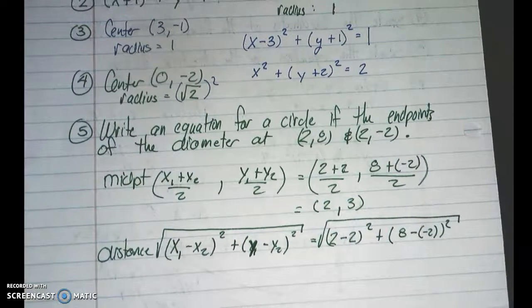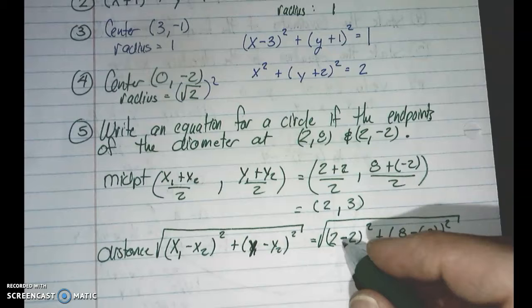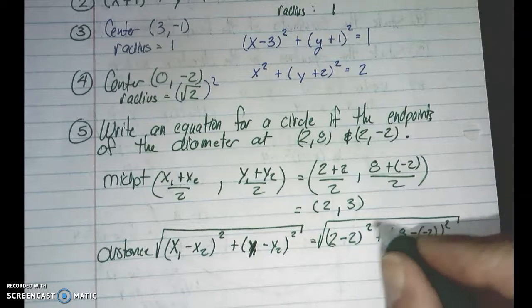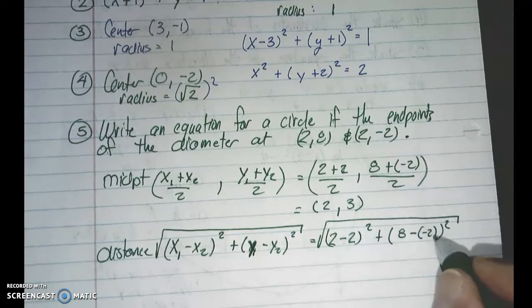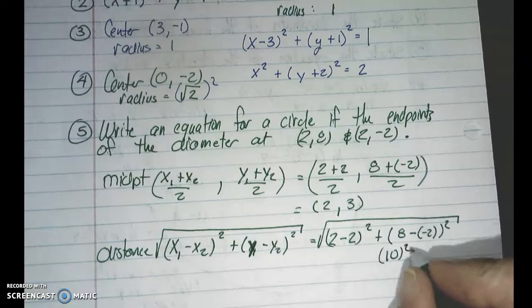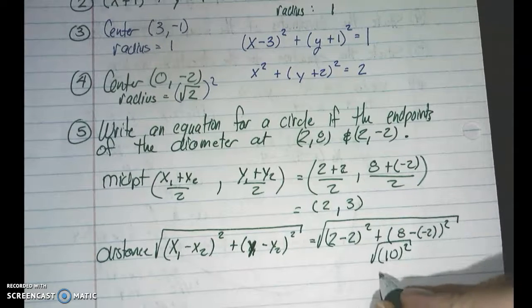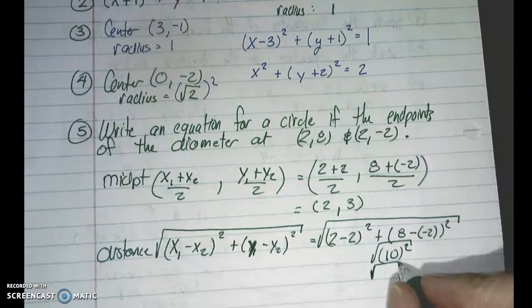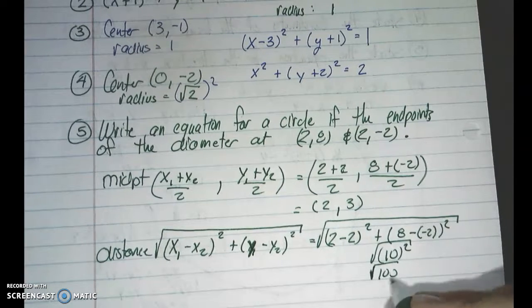All right. So what's 2 minus 2? That's nice, right? So I'm just going to ignore that now. That's 0. What's 8 minus -2? 10. Okay, so I'm going to do that. Well, what's 10 squared? Okay, so it's 100. And what's the square root of 100?